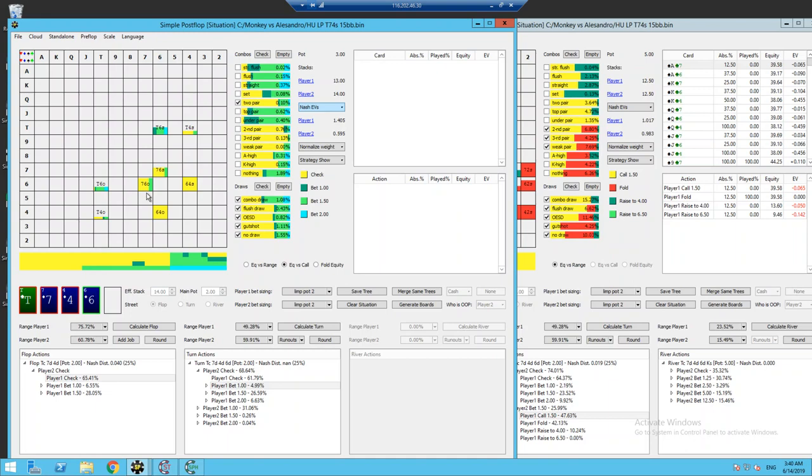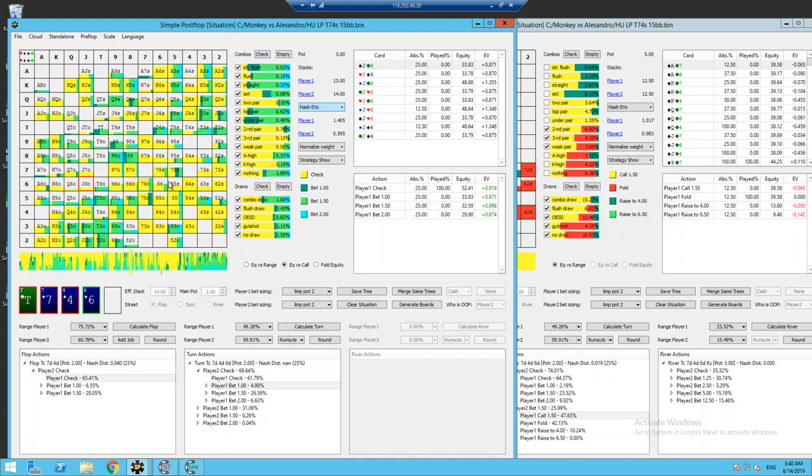7-4, 7-6, 6-4, these are the hands which I would always check back to protect my range, because I'm not scared of overcuts. And he doesn't have that many draws in his checking range. He has some still, of course, but I'm kind of rooting for the river to be something like a king of diamonds, because he might be bluffing way too much on this river, and I will have an easy call. I want to induce bluffs from him rather than just bet the turn.